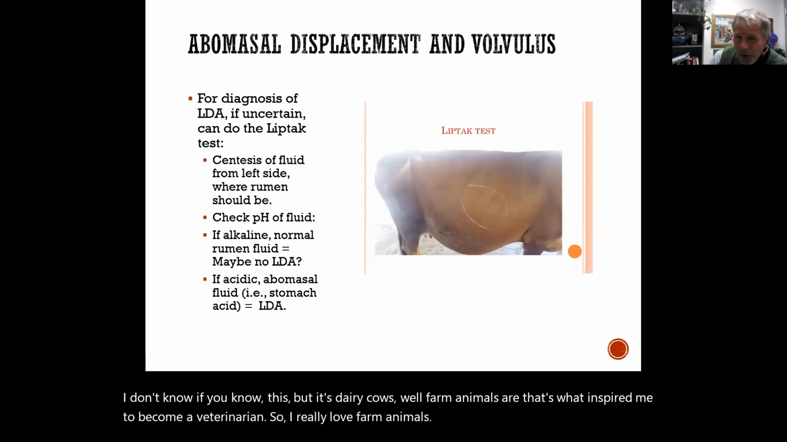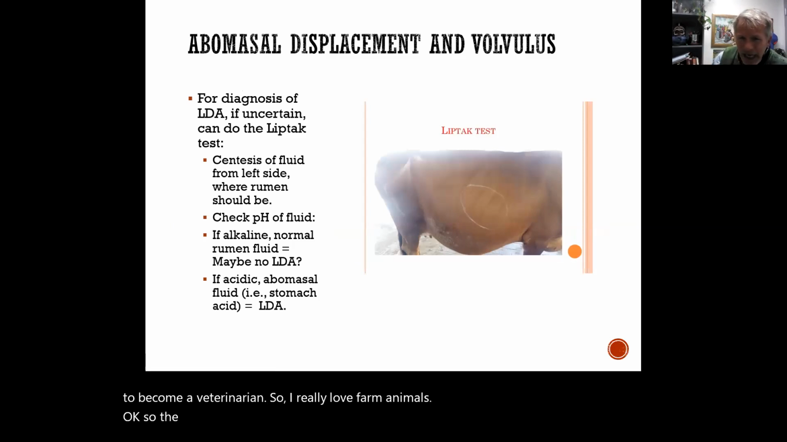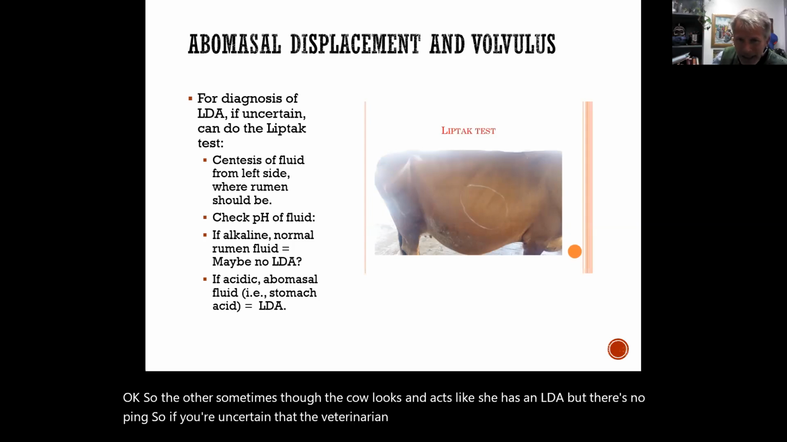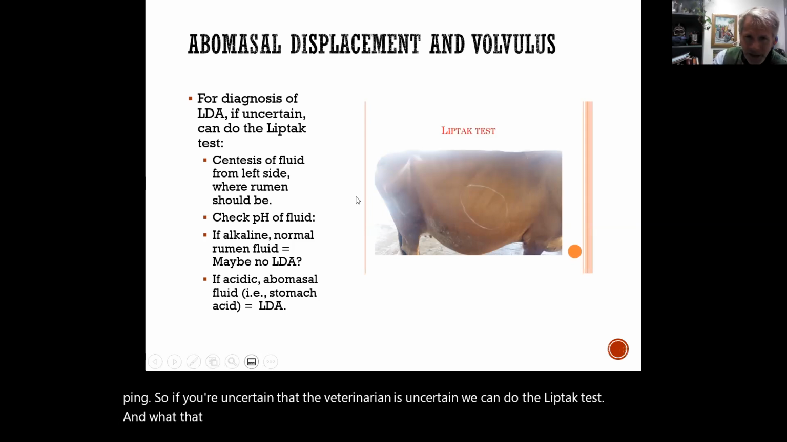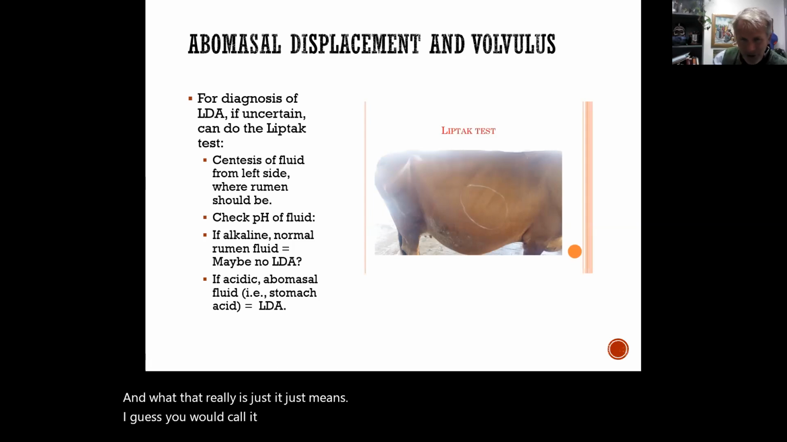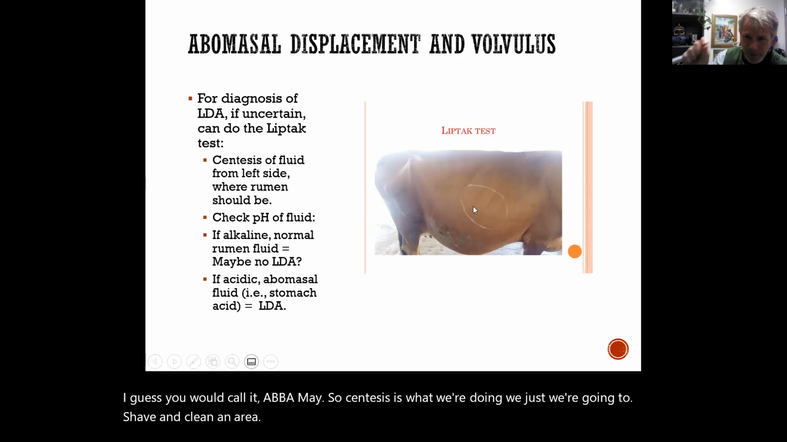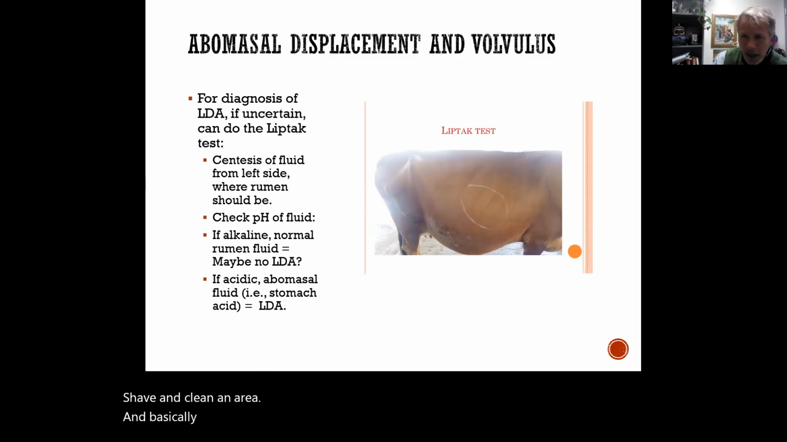Okay, so sometimes though, the cow looks and acts like she has an LDA, but there's no ping. So if the veterinarian is uncertain, we can do the lip tack test. What that really is, I guess you would call it abomasocentesis. We're going to shave and clean an area and basically stick a needle in to draw out some fluid.